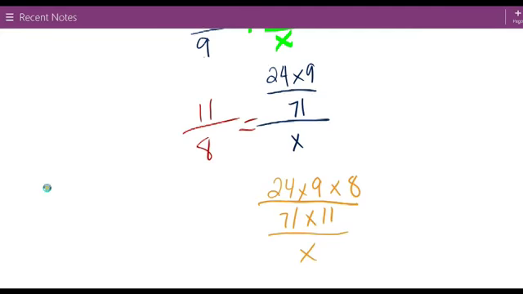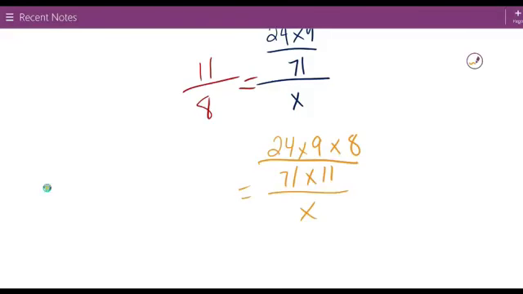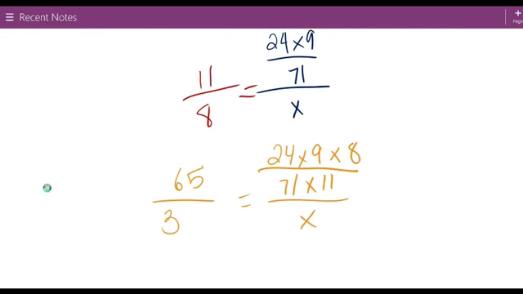Okay, now let's go ahead and look for our third variable. Okay, 65 yards long and 327 yards long. So now, again, looking for what would result in the least amount of time. If you are working on something 65 yards long, that's going to take much less time than if you're working on something that's 327 yards. So we're going to orient it that way.